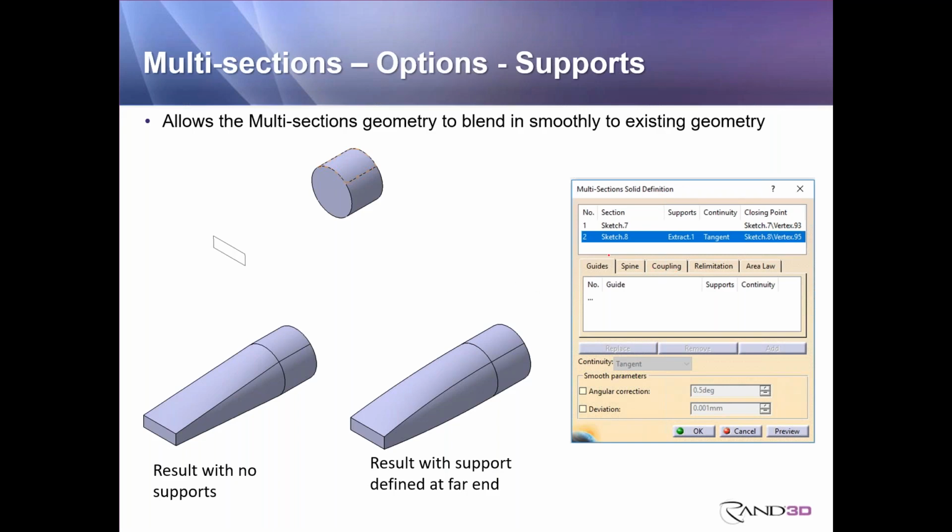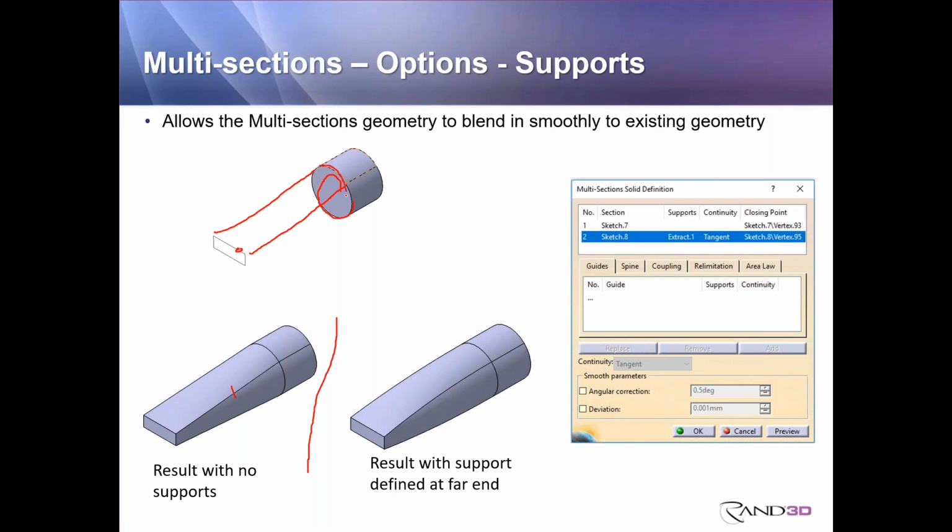When you go through and define these sections, so in this example, there's two sections here. Section number one here is the sketch. Section number two is there's a sketch back here with this. And by default, over here on the left, if you didn't add any type of support, this is what you would get. So the computer really just goes in a straight line when it does the blending action between those shapes.